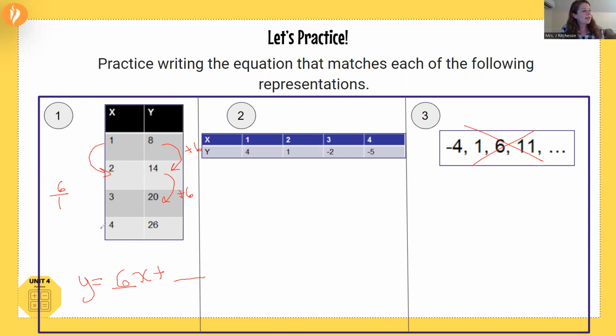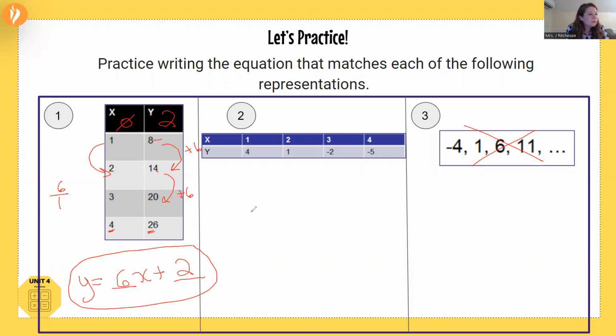Now, they don't give us a value of 0 for x, but based on the pattern, we can figure out what y is. So we go backwards 4, 3, 2, 1, 0. Here we're subtracting 6 going up our column: 26, 20. 20 minus 6 is 14. 14 minus 6 is 8. 8 minus 6 is 2. So the end of our equation is plus 2: 6x plus 2. Throw in a value for x. 6 times 4 is 24, and 24 plus 2 is 26. So we know we are right.